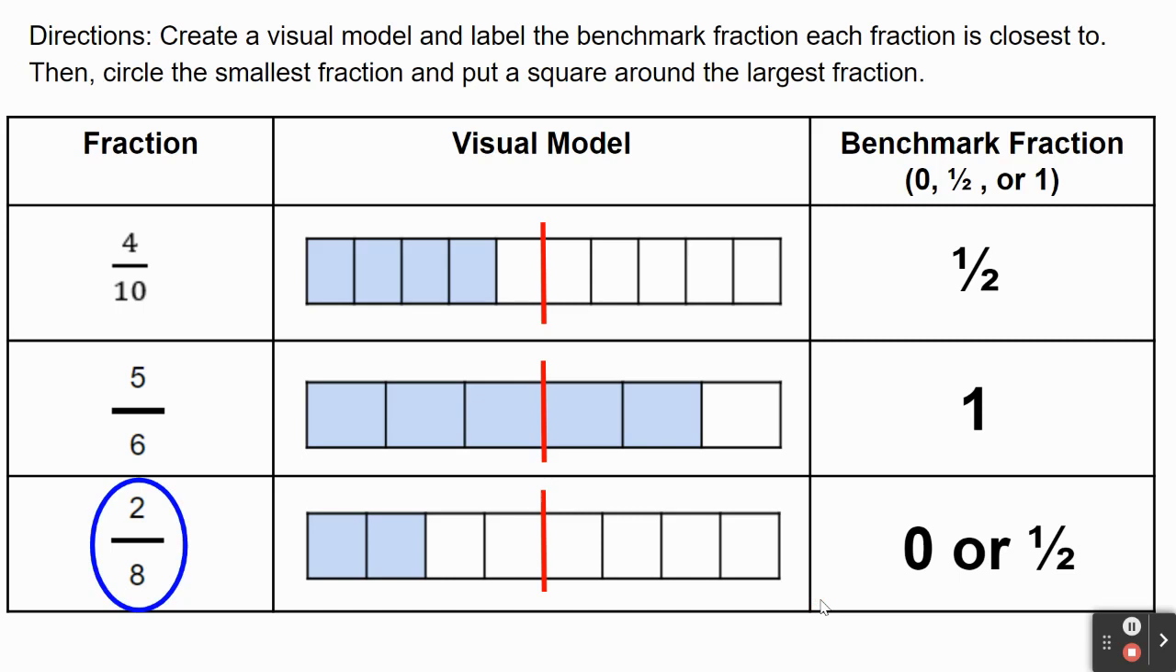Now we're going to find the biggest fraction. Well, if we look at our visual models and our benchmark fractions, we can see there's only one fraction that's closest to 1, and that would be 5/6.